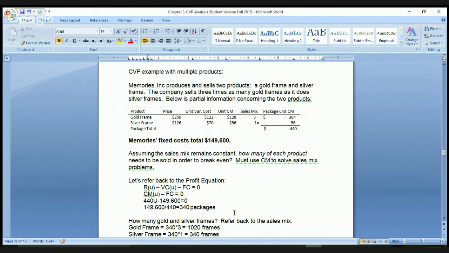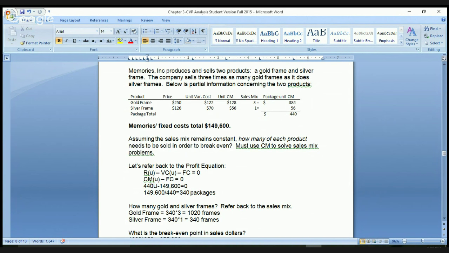So here it does say that our fixed costs are $149,600. Again, remember the revenues minus the variable cost minus the fixed cost equals 0, and that's what I want to see, what my break-even point is. So I'm going to take the contribution margin, because remember, revenue minus variable cost is contribution margin. So contribution margin minus the fixed cost equals 0.